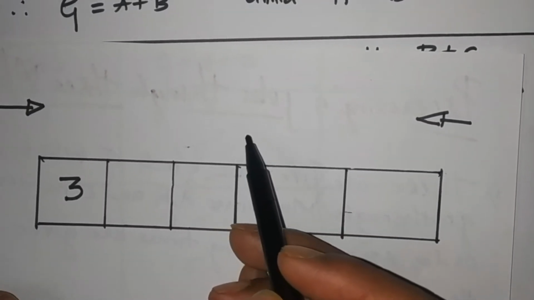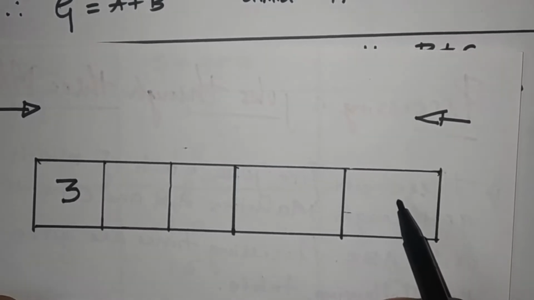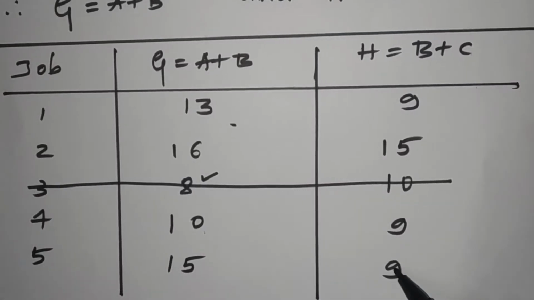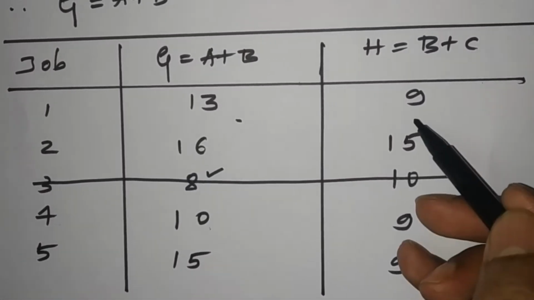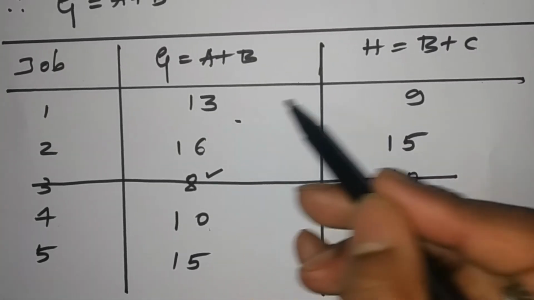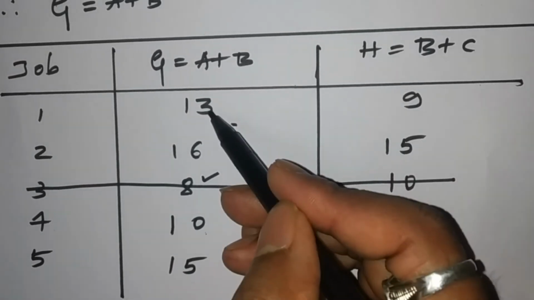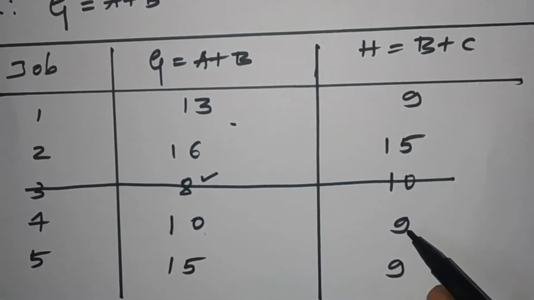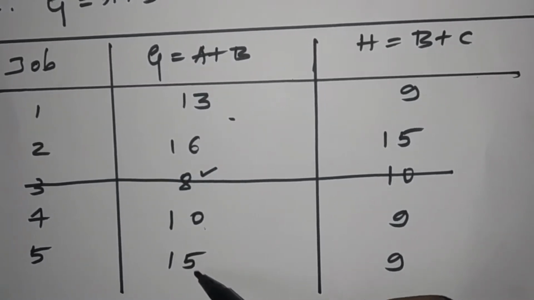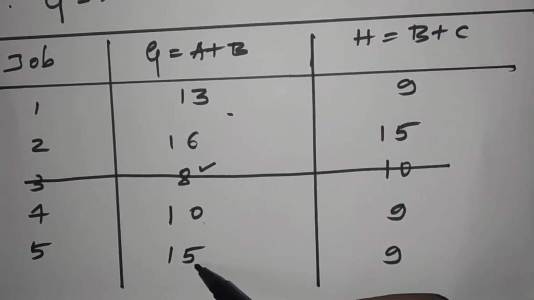Now the question comes, which will come at the last? In that case, there is one simple rule. Here this 9, here 9 and here 9. You have to look at the next number for these. That is, in machine G, what is the value? Here you find 13 for this 9, for this 9 you find 10, and for this 9 you find 15. So for 9, this is the maximum number.